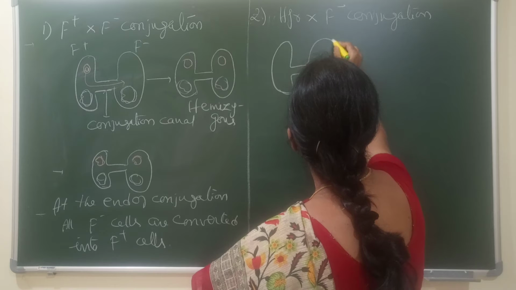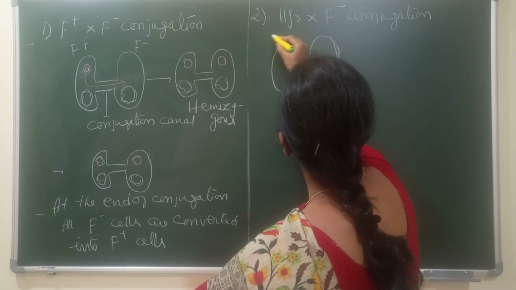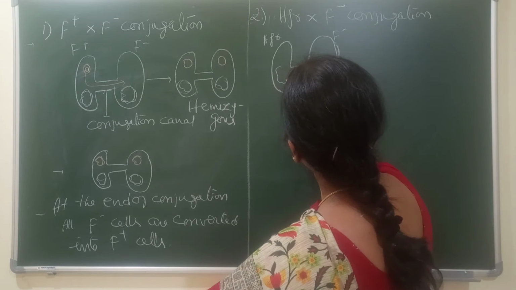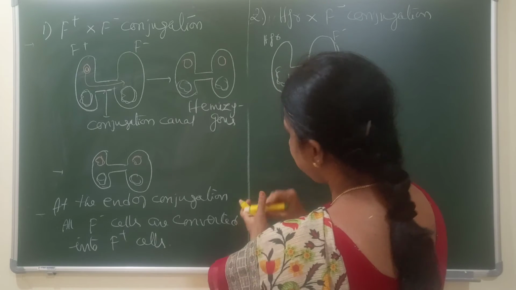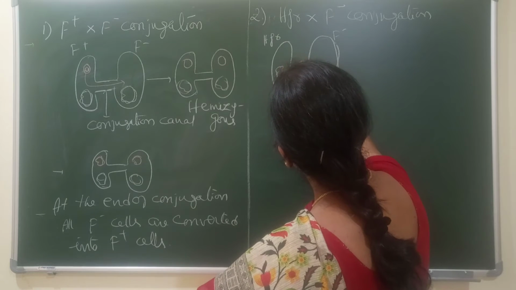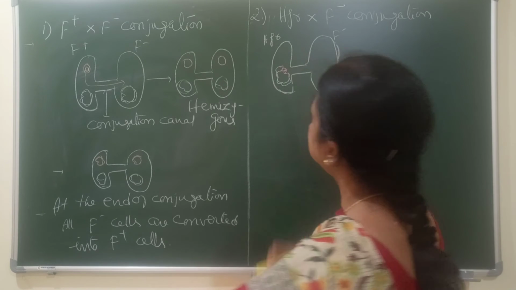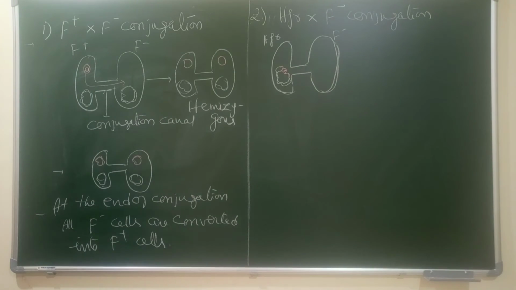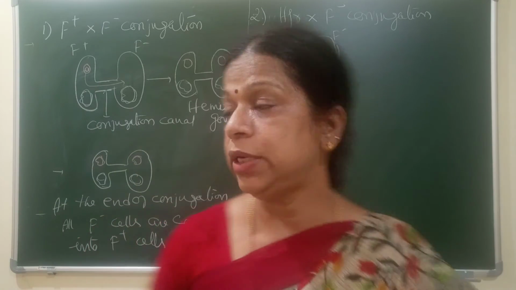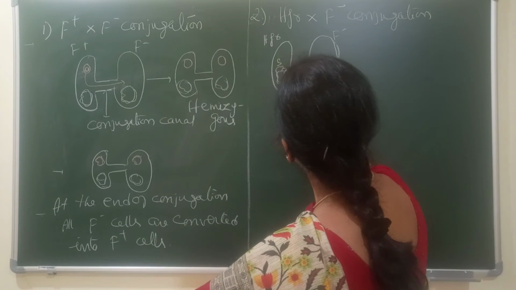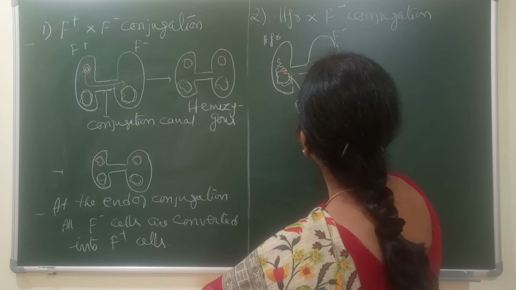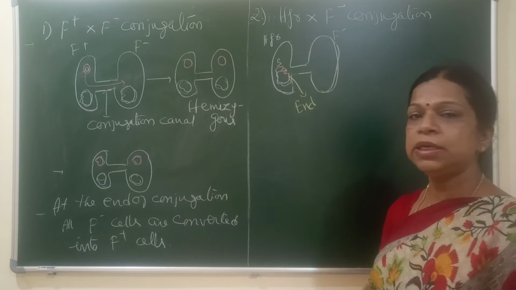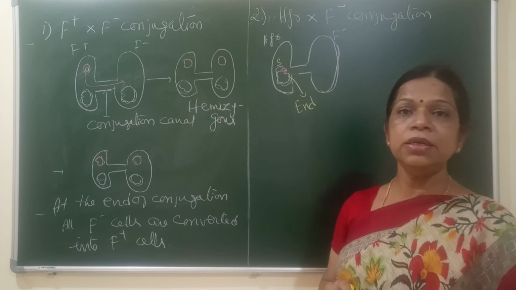Say this is the donor cell and the acceptor cell, which we call HFR and F minus. So here we find the plasmid DNA is completely integrated. Now say one is the starting point and the other is the ending point. Suppose this is the starting point and this side is the end point. So conjugation or transfer always takes place from this point. It starts from this point.